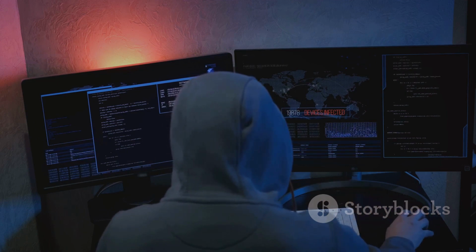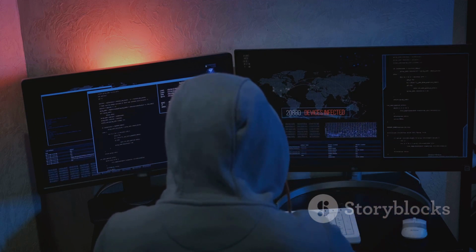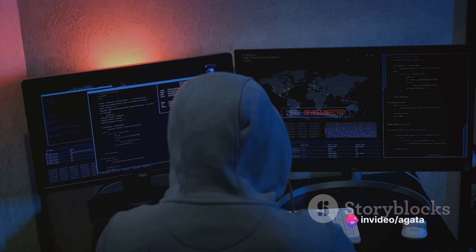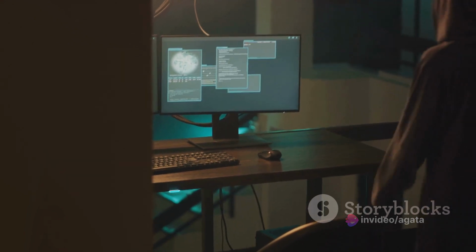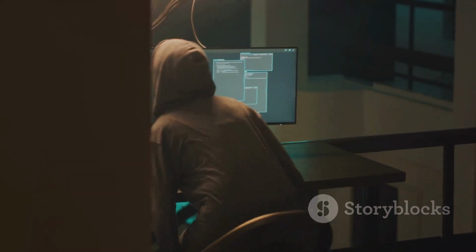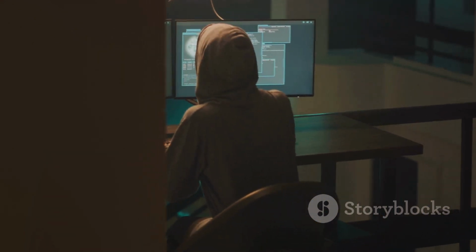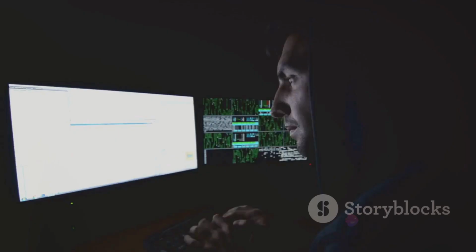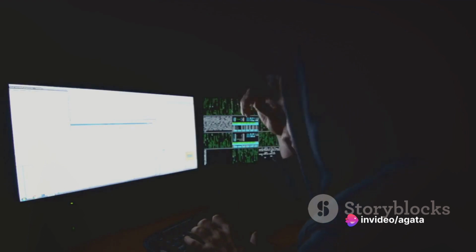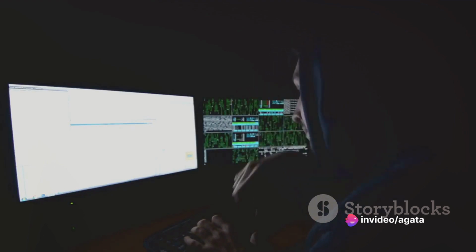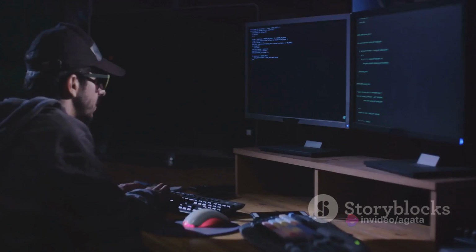Let's do a quick recap. The journey begins with reconnaissance, where hackers gather as much information as possible about their target. It's the groundwork, the foundation on which all other steps are built. Next comes scanning. Here, hackers probe for weaknesses, looking for any chinks in the armor they can exploit. Once vulnerabilities are identified, we move on to gaining access. This is where the actual breach occurs, the point of entry into the system.